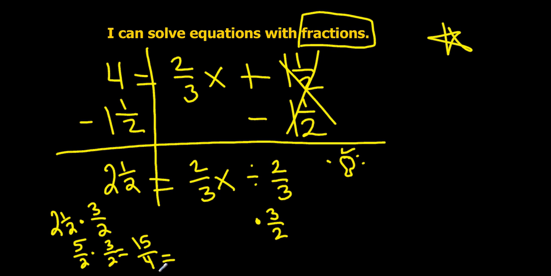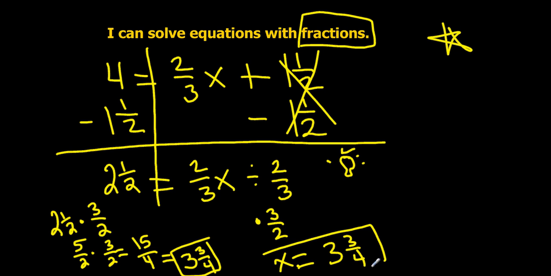How many 4s are there in 15? There are 3. Which would give me 12, and then that means 15 minus 12 gives me 3 left over. So my answer is that x is going to equal 3 3/4. There's my solution to my equation.